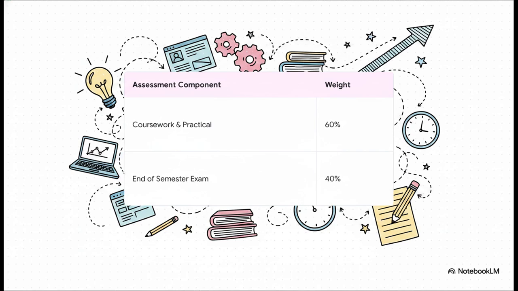Now, if you're wondering how you'll be graded on all of this, check out this course assessment plan. A solid 60% of your grade comes from coursework, practical work, and quizzes, with only 40% writing on that end-of-semester exam. So what does that tell us? It proves that hands-on, practical application is heavily prioritized over just memorizing a textbook. You are literally going to be building, designing, and creating from day one.